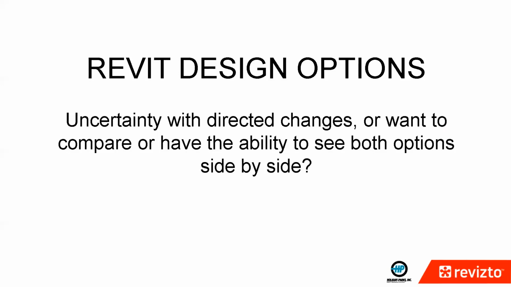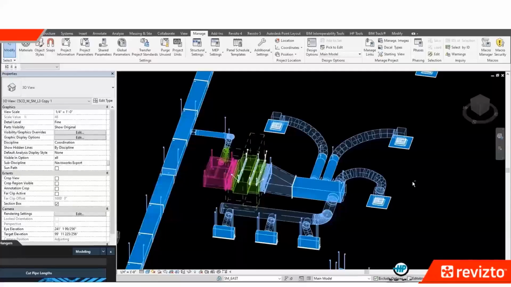So when you do have changes that you need to make and you want to be able to compare them with what you had drawn previously or what the previous design was, or there's instances where you might have several options that you want to compare and you don't know which one's going to get approved, a feature that's underutilized in Revit is this design option feature.